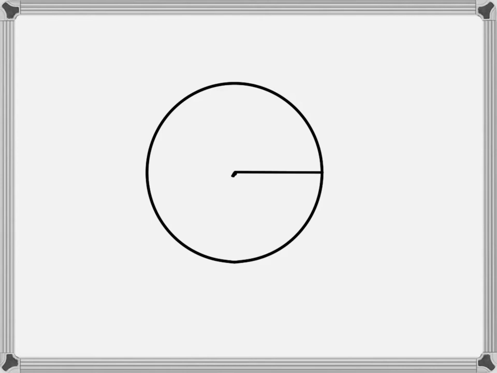Does anyone happen to have a protractor with them today? Didn't think so. All right, and if I had my smartboard on, I would be able to do it on the smartboard, but of course I don't. So I'll go get the protractor shortly, and we'll finish the problem from there.